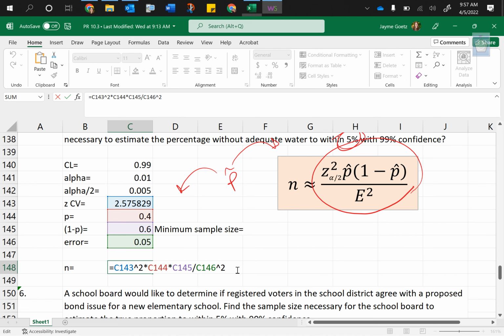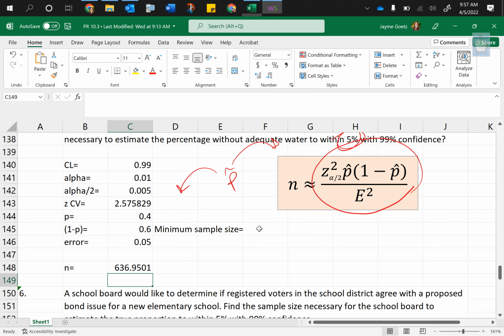Good? Now, do you guys remember, what are we supposed to do for the sample size always? Round up. So what is the minimum sample size needed here? 637. They're going to need at least 637 people.